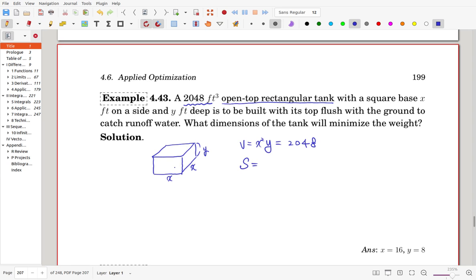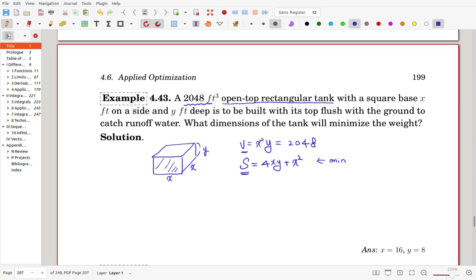Now for surface area, we have to minimize it. What is the surface area? Each side, that one, will be xy. There are 4 sides, so 4xy. And now we have a bottom, that is x squared, with a square base x on a side. Now, open top, so there is no side here. So this is the surface area. We want to minimize this. So here one is volume, the other one is the surface to be minimized.